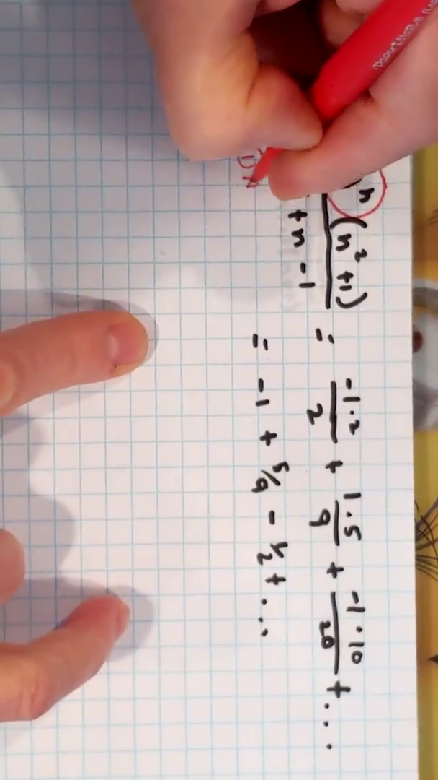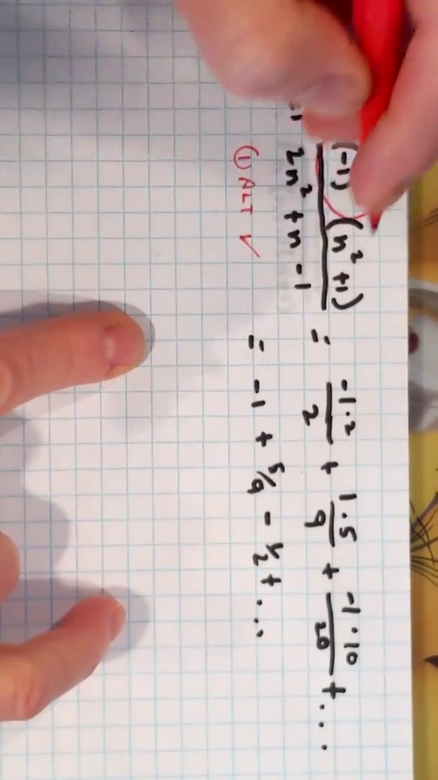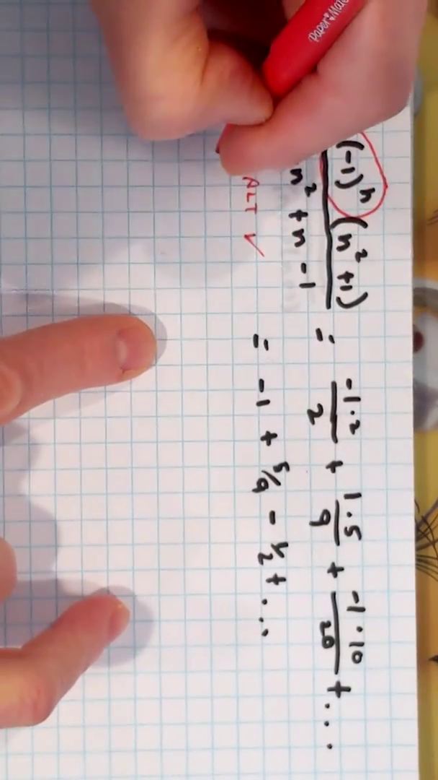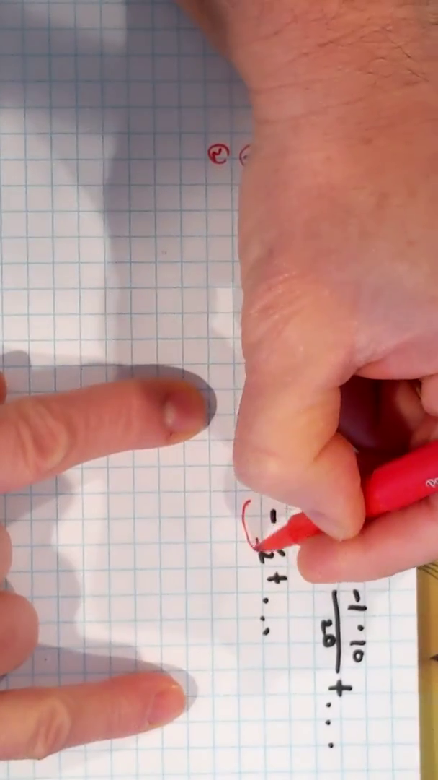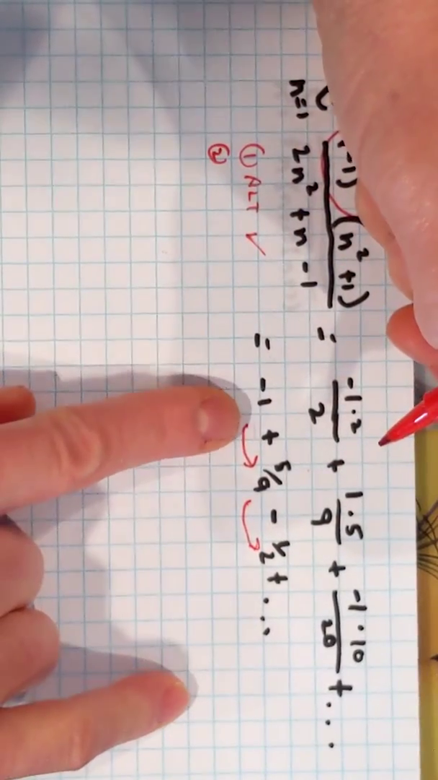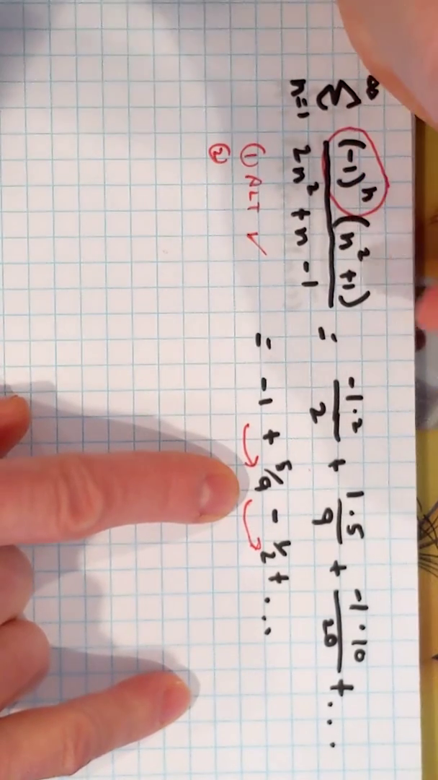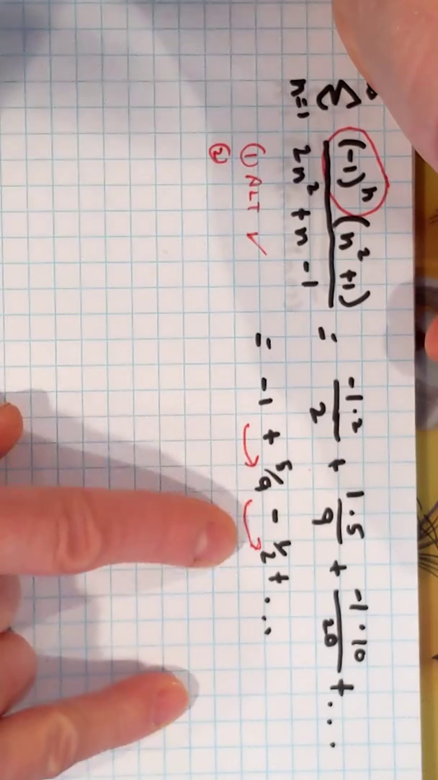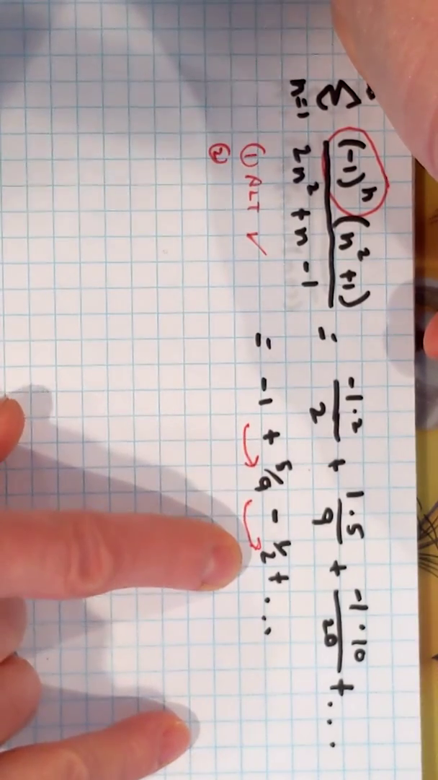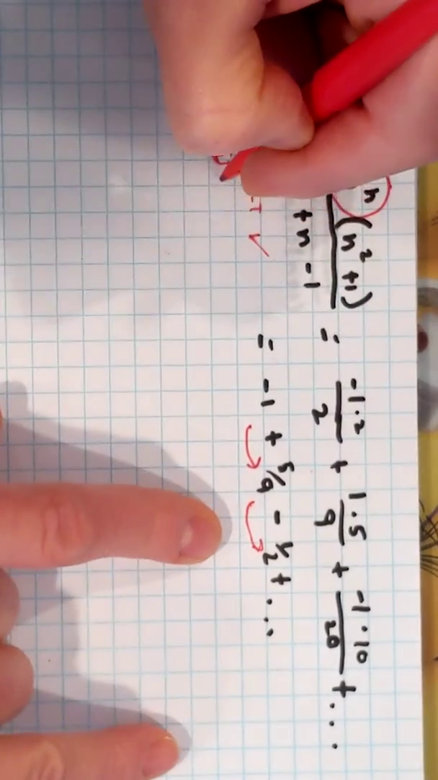So the first thing I do is I say, okay, 1. Did it alternate? Yes. It changes from positive to negative. 2. Are these values decreasing? Well, 1 is less than 5, the absolute value of them. 1 goes to 5/9, which is smaller, and 1/2 is smaller than that. So yes, it's decreasing.